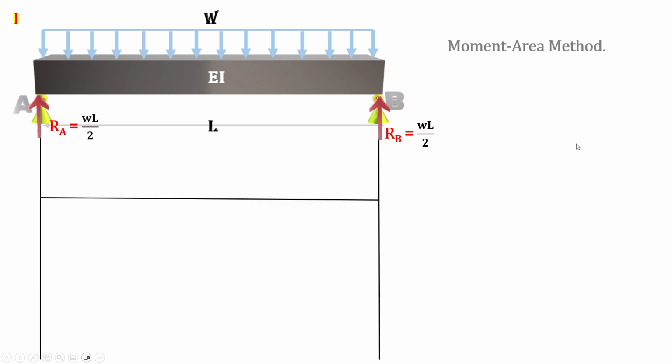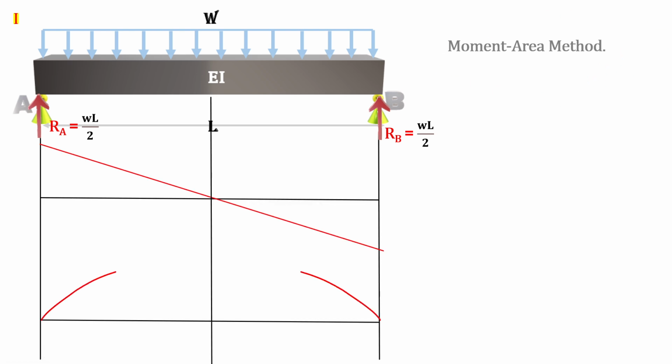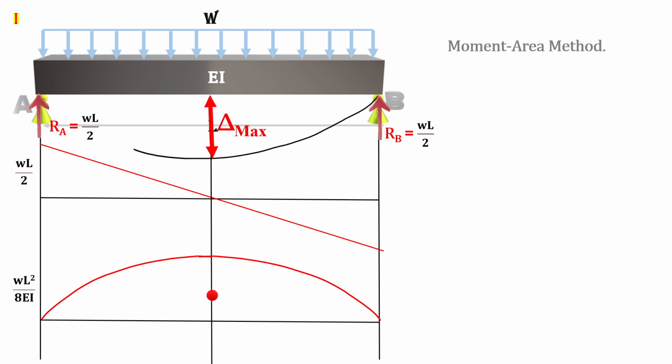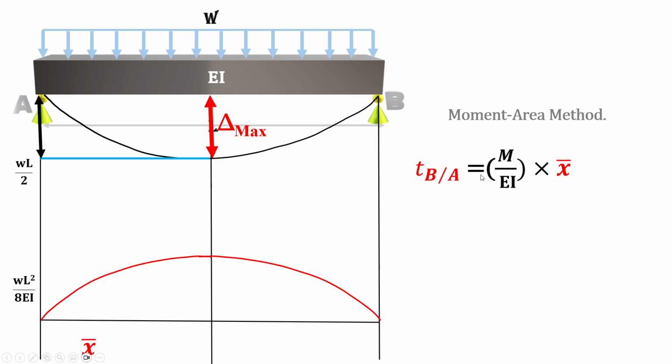So for the first part, which is a simply supported beam with a distributed load, with the help of the moment area method, we'll draw the shear diagram and then the moment diagram. And then if you want to calculate the delta maximum, for example, for such a beam, you can have it as the tangential deviation of B with respect to A. T B with respect to A is the area under M over EI times X bar, where X bar is the centroid calculated from B. Or, because A and B are the same, we can consider it like this one here.